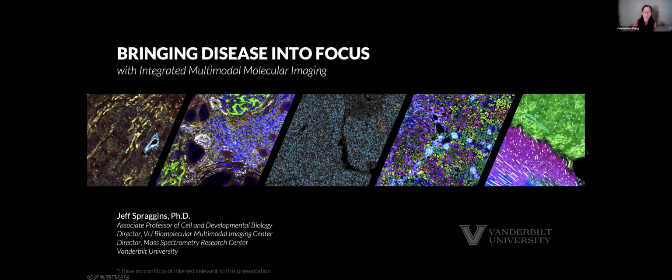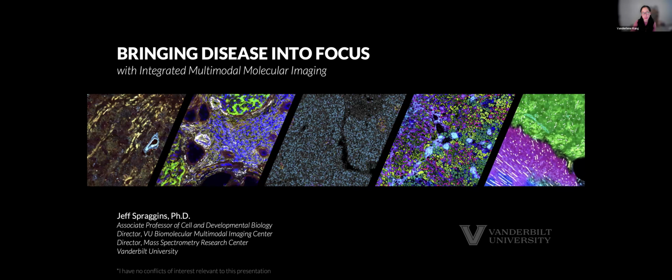Our speaker today is Dr. Jeffrey Spraggins. Dr. Spraggins is an associate professor in the Department of Cell and Developmental Biology, director of the Biomolecular Multimodal Imaging Center, and director of the Mass Spectrometry Research Center at Vanderbilt University. He received his BA in chemistry from the College of Worcester and his PhD in analytical chemistry from the University of Delaware. He is a world leader in spatial omics and spatial biology.